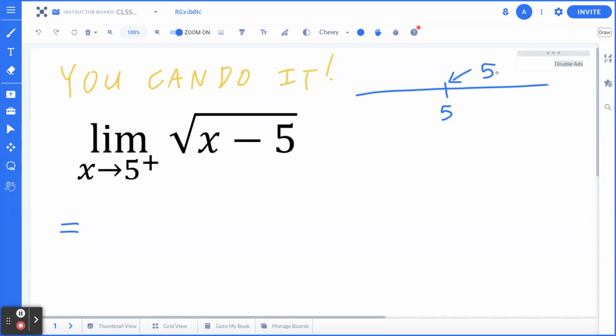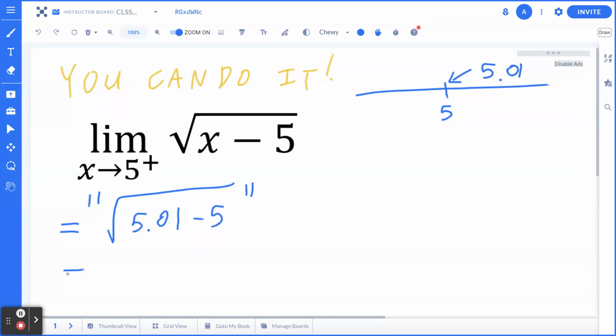One example could be 5.1, 5.01, 5.001. It's up to you. So I'm going to put this in quotation marks in terms of plugging it in. Now, because you're looking at it from the right, we could plug in 5.01. You could also plug in 5, by the way. So I'm going to put this in quotation marks, and I'm going to write down the square root of 5.01 minus 5.